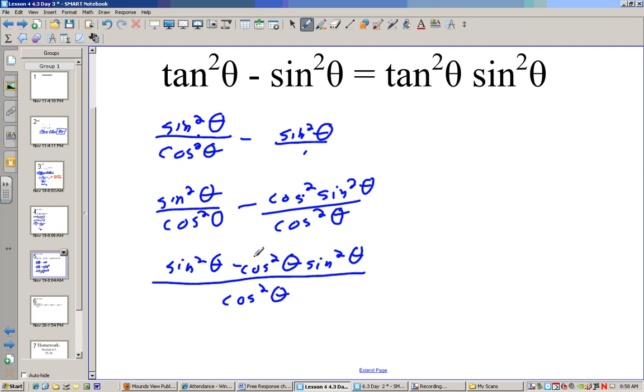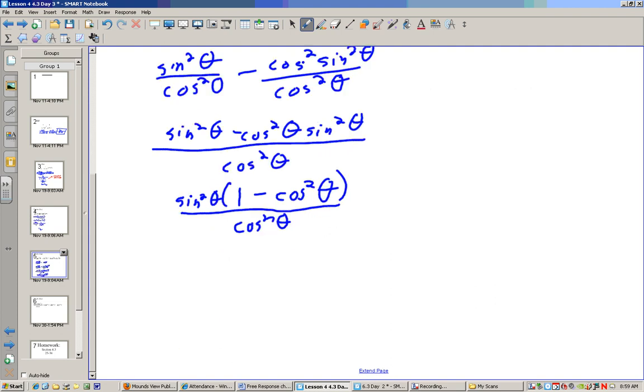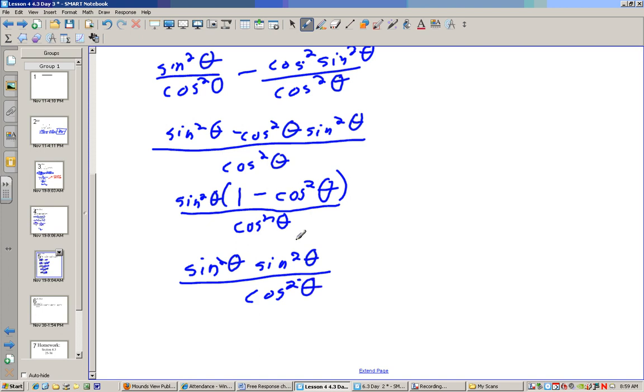Now, this numerator, it looks like I could probably factor out a sine squared. So if I do that, then I would get 1 minus cosine squared, if I take a sine squared out of both sides, all over cosine squared. Now 1 minus cosine squared, hopefully we've done this enough where you can see that that is the same thing as sine squared. So now if we just throw a parentheses there, this is going to be sine squared theta.